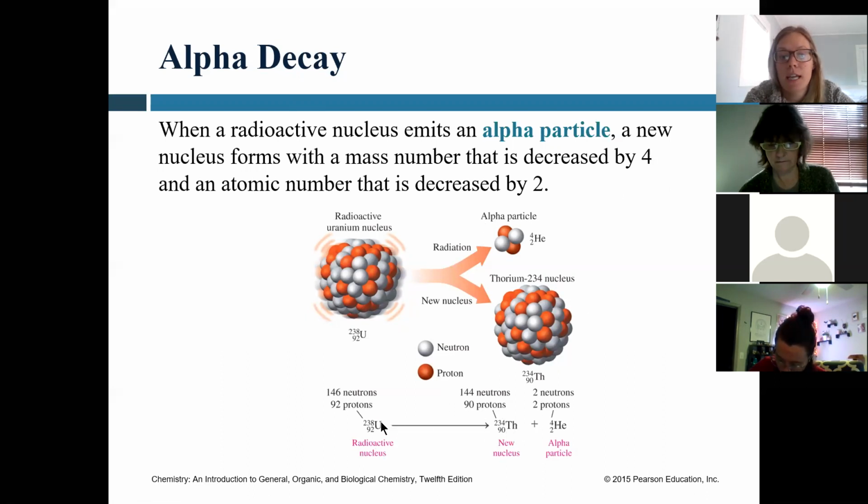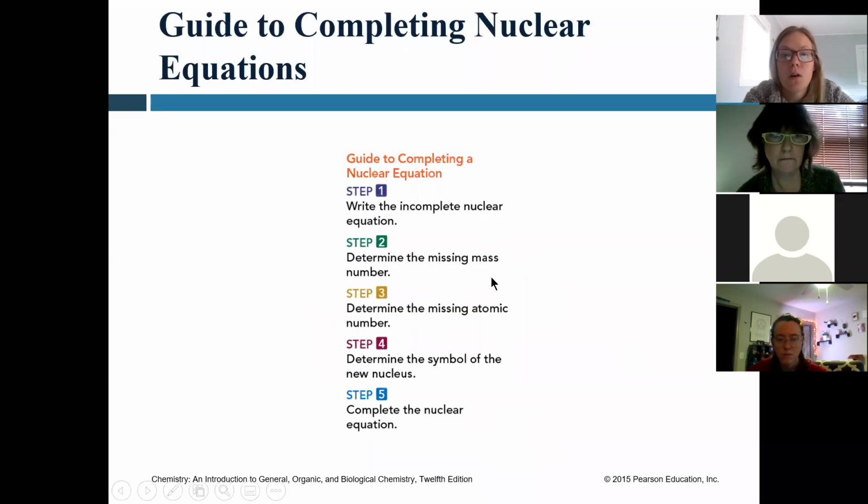Right, so if I have 238 and I say it's undergone alpha decay, you're going to write your alpha particle. Then you're going to write a new nucleus that's going to have an atomic number that's 2 less than your starting and an atomic mass that's 4 less. And then you can figure out the symbol by looking up what 90 is on the periodic chart, which is TH, thorium.